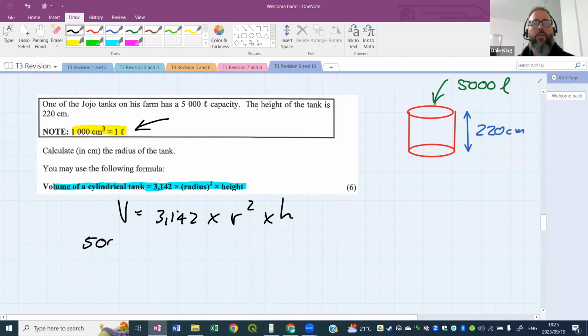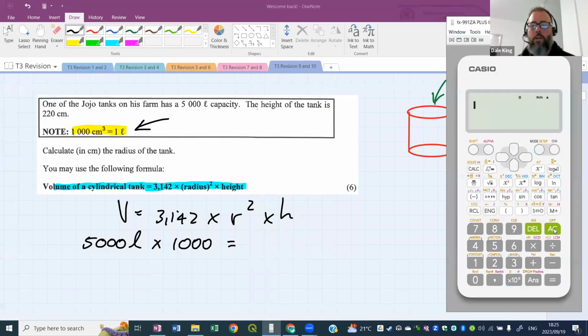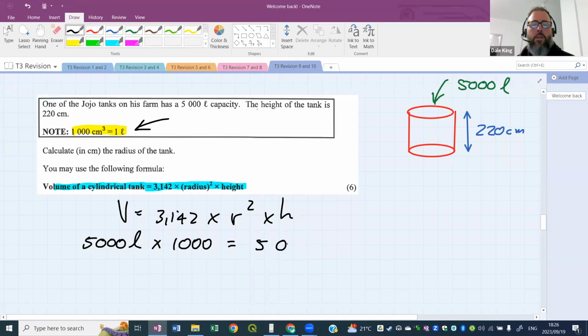Very good. So if every 1 liter is 1,000 centimeters cubed, and I've got 5,000 of these liters, I've got to multiply each one of them by 1,000. And this is going to give me a huge number. It'll give you 5 million. 5 million centimeters cubed. So the first thing we did was change to centimeters cubed.